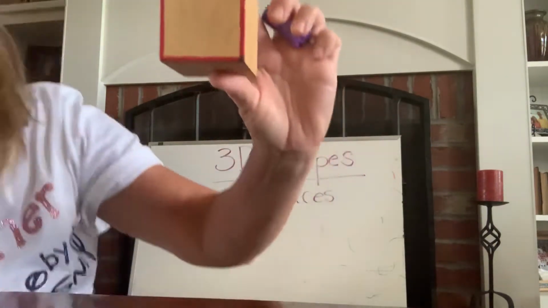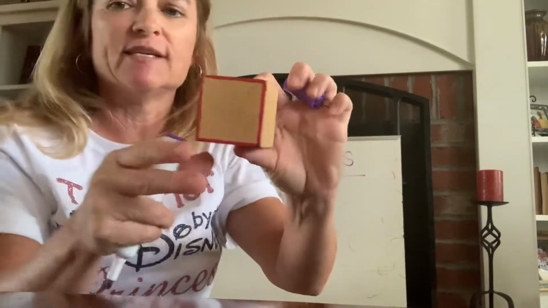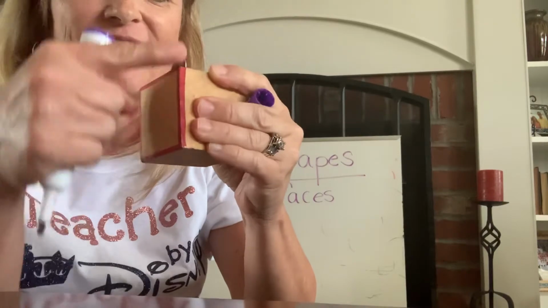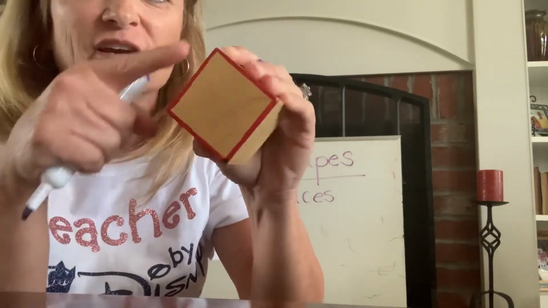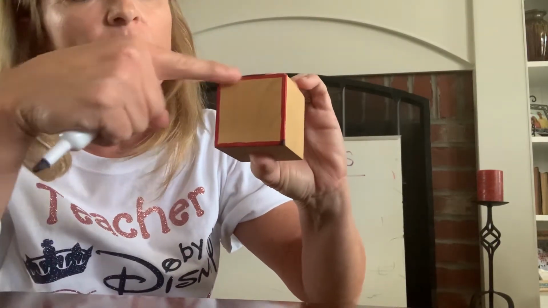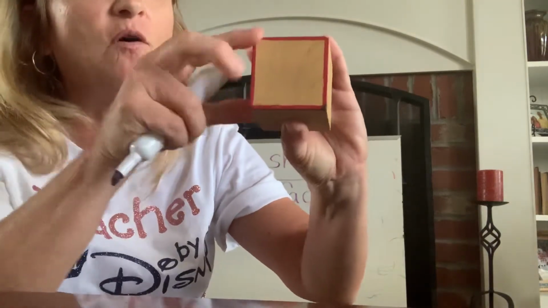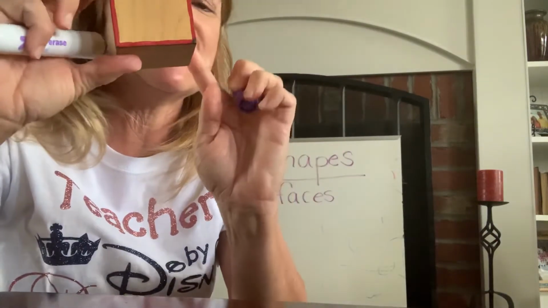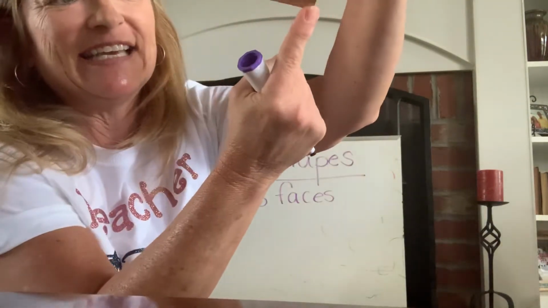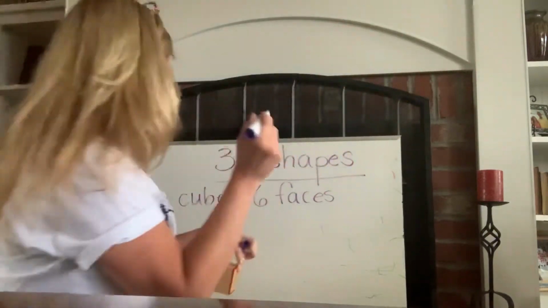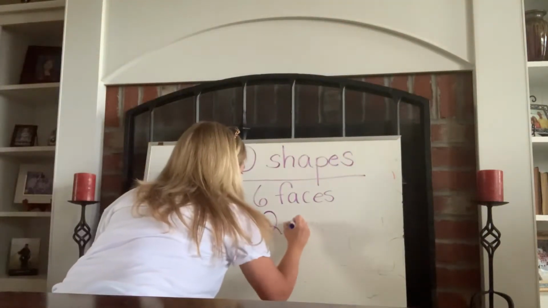Now let's talk about the word edge, because you're going to see this in your work. When 2 faces come together and they make that line is called the edge. There's an edge, there's an edge, there's an edge, there's an edge. So let's count all the edges on a cube. 1, 2, 3, 4, 5, 6, 7, 8, 9, 10, 11, and 12. That's 12 edges on a cube.